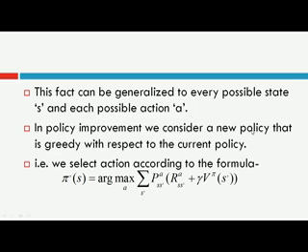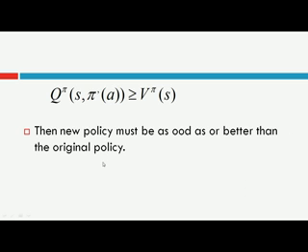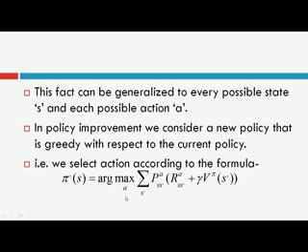So in policy improvement, we consider a new policy that is greedy with respect to the current policy. That is, for this particular state S, you choose an action A that will give you the maximum value of this expression, and then you will make a transition to new state S dash, and from that state S dash you will follow the policy pi. So if you want to compare any two policies in a particular state S, in that state you will choose an action greedily that will maximize this expression.